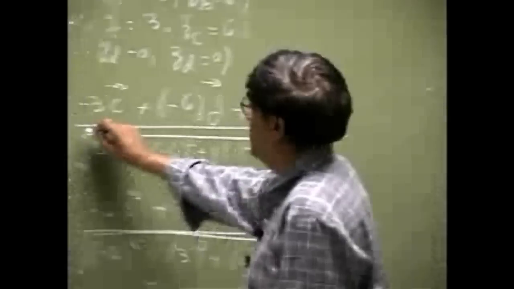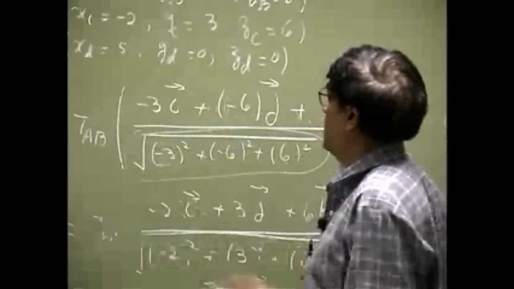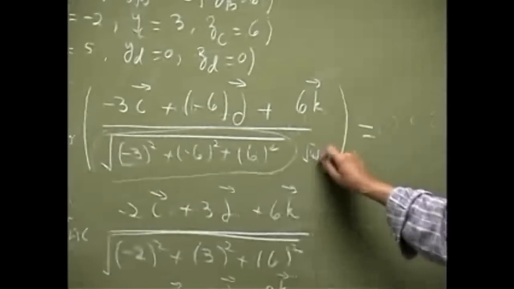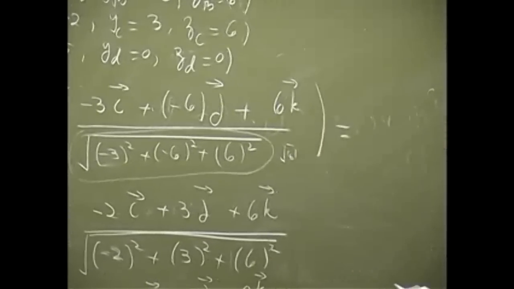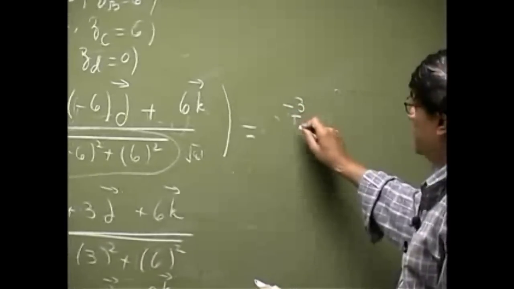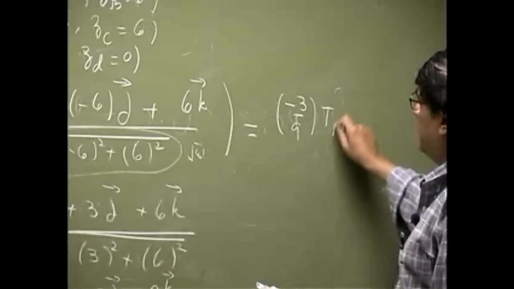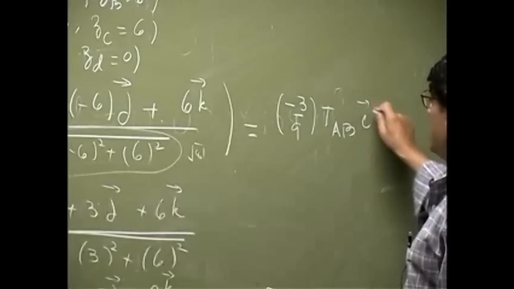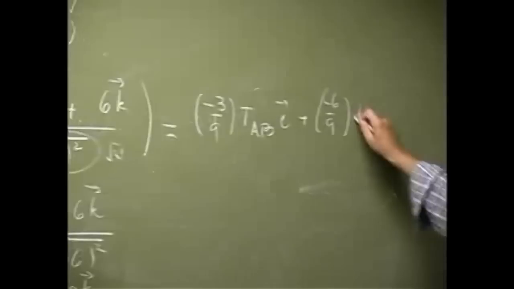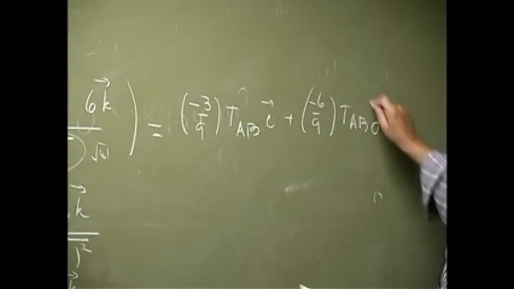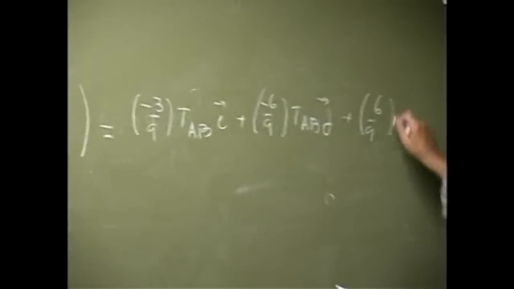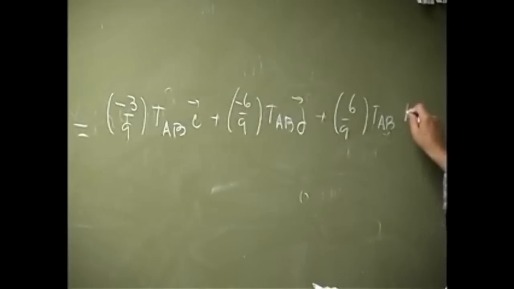So this here is the square root of 81. That should be a 9. So the first force will be 3 over 9 PAB times i. Then we have negative 6 over 9 PAB j. Then we have 6 over 9 PAB k.